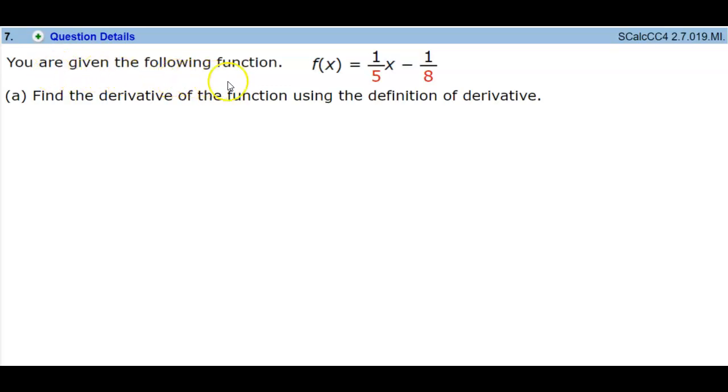Here you are given the following function, f of x, which is equal to 1/5 x minus 1/8. You want to find the derivative of the function using the definition of a derivative. So let's first write the definition of a derivative.